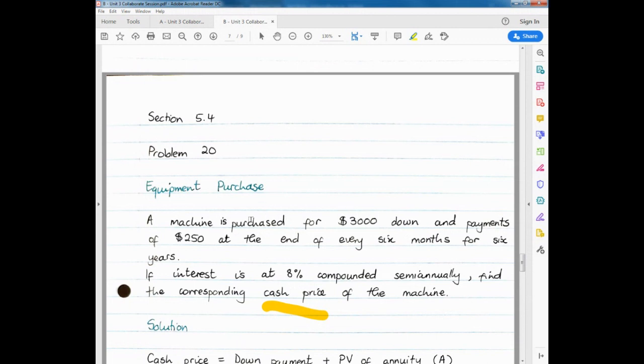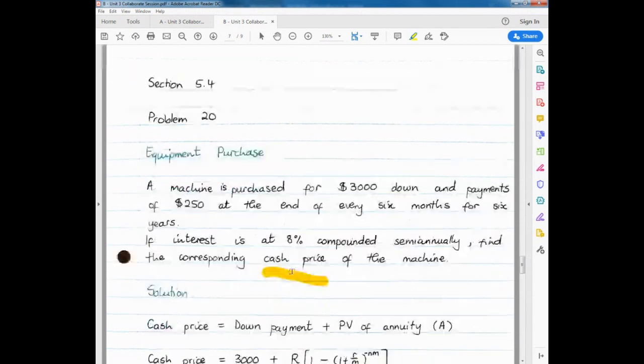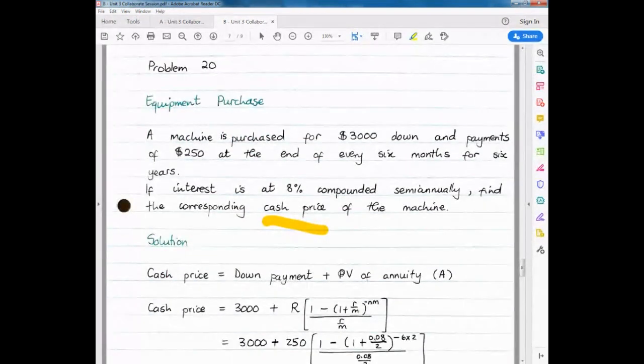Okay, so this machine is purchased for 3,000 plus a 250 annuity. This is an annuity because it's at the end of every 6 months for 6 years. So if you take this $3,000 and add it to the present value of this annuity, because you want to know how much it's worth now, it should tell you what the cash price is. So the down payment plus the present value of the annuity should add up to the cash price.